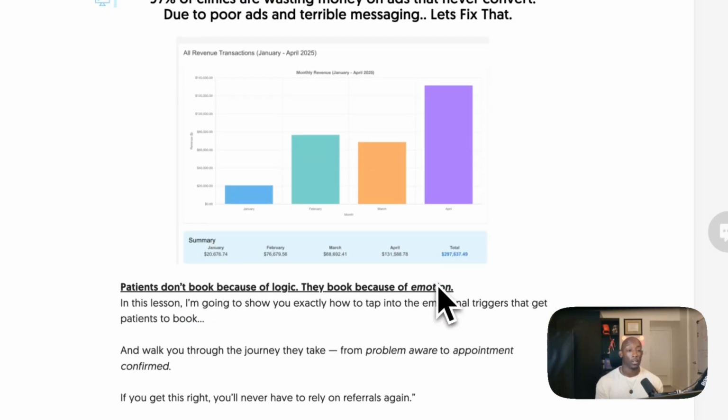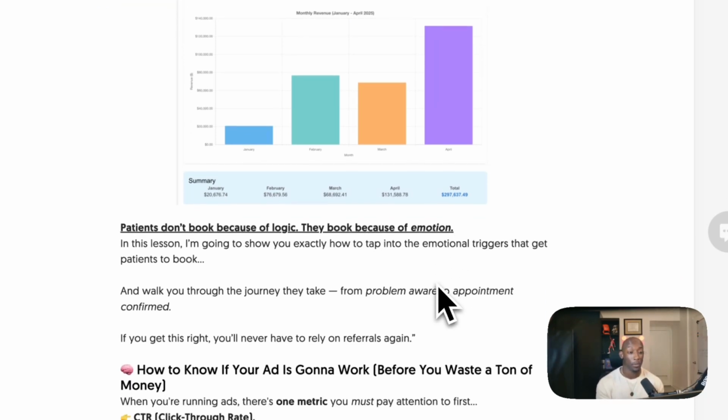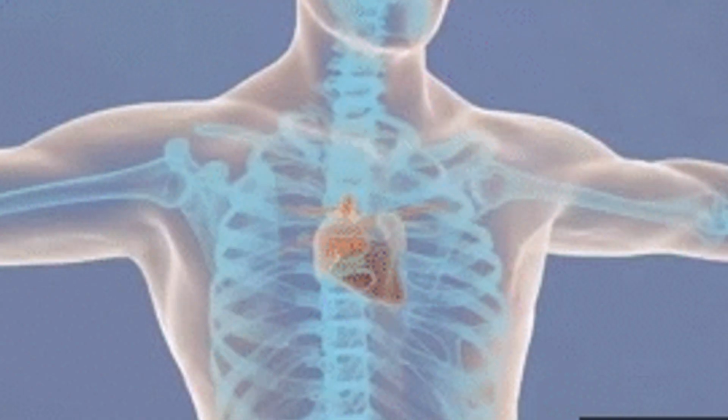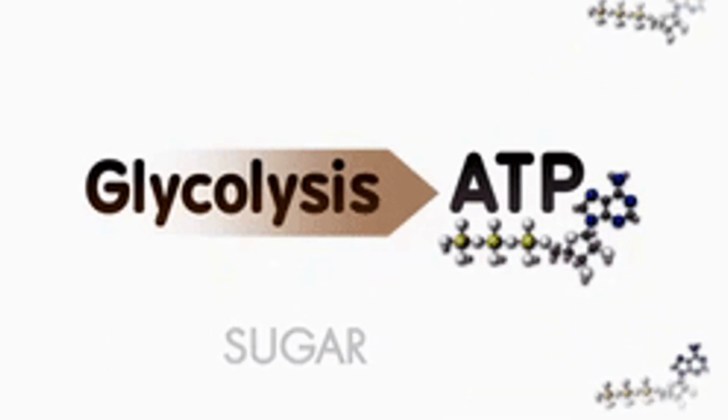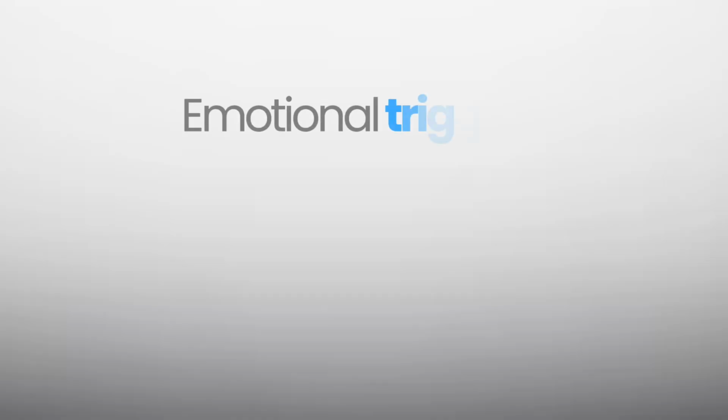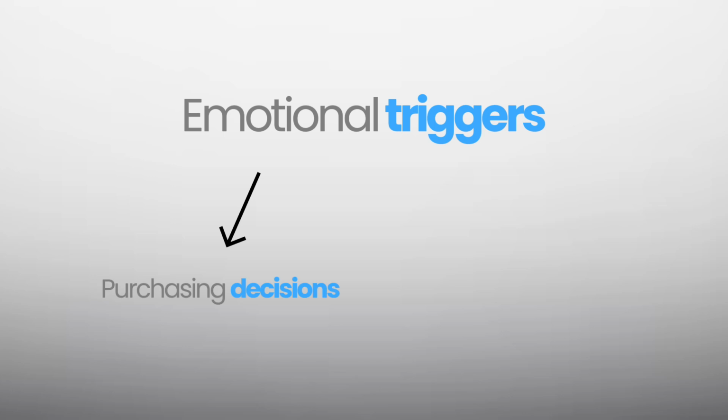Most clinics that I talk to on a day-to-day basis, they do not understand these principles. And because of this, they're struggling. But you don't have to be one of those people. And you need to understand something that you probably weren't taught in your training. I know we know a lot about physiology and glycolysis and medication, but what many of us lack is understanding the emotional triggers that get patients to make purchasing decisions or even booking decisions.